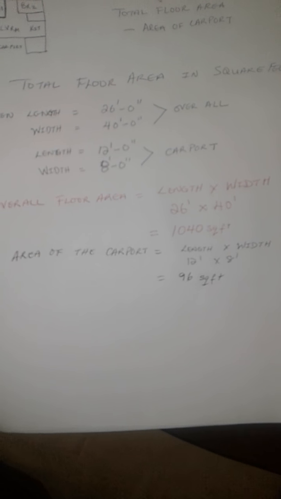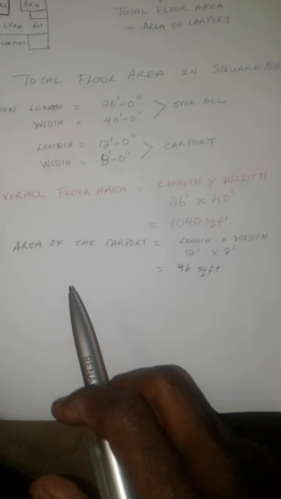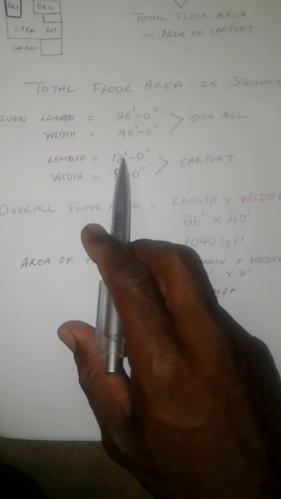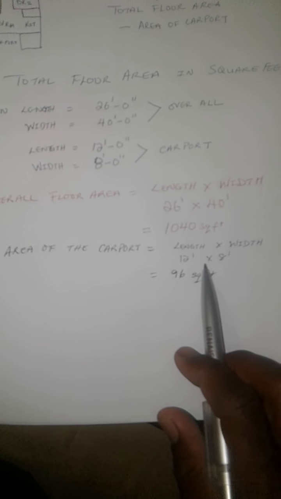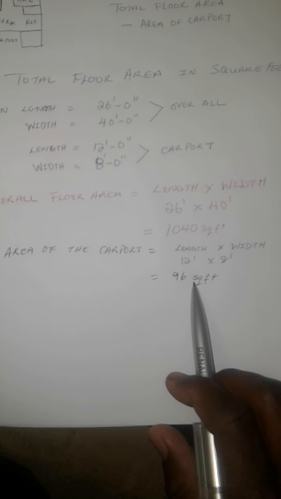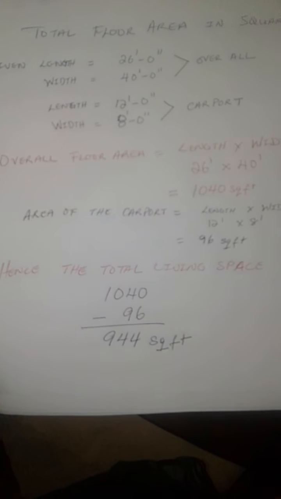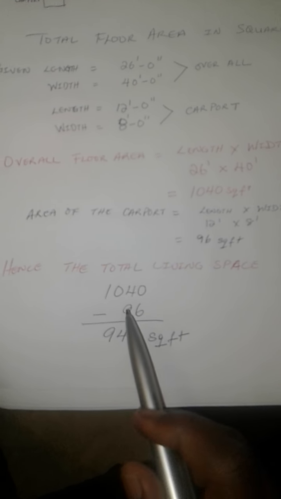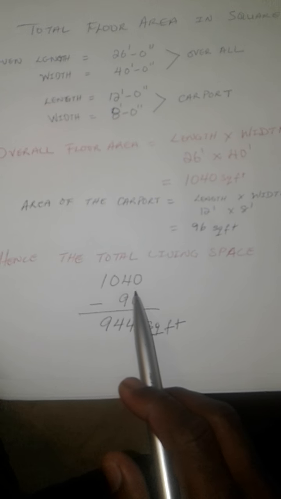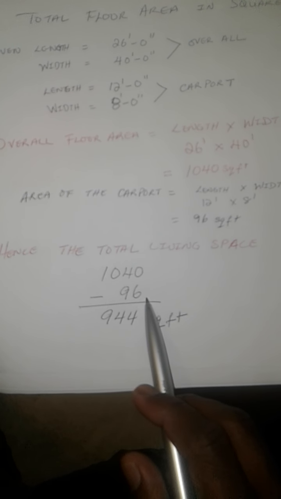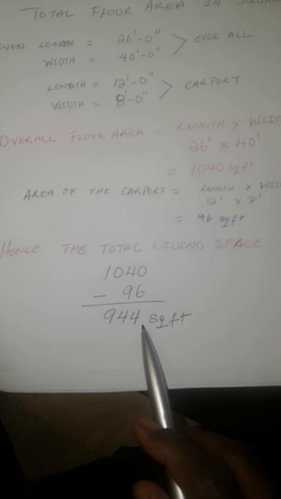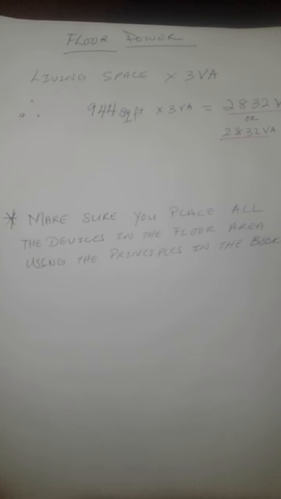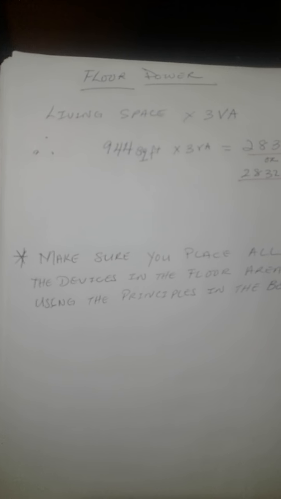1,040 square feet. Now, calculating the area of the carport, we will see that we are using these measurements here, 12 feet and 8 feet. Length times width, 12 feet times 8 feet gives us 96 square feet. Hence, the total living space will now be equal to 1,040 square feet minus 96 square feet, which now gives us 944 square feet.